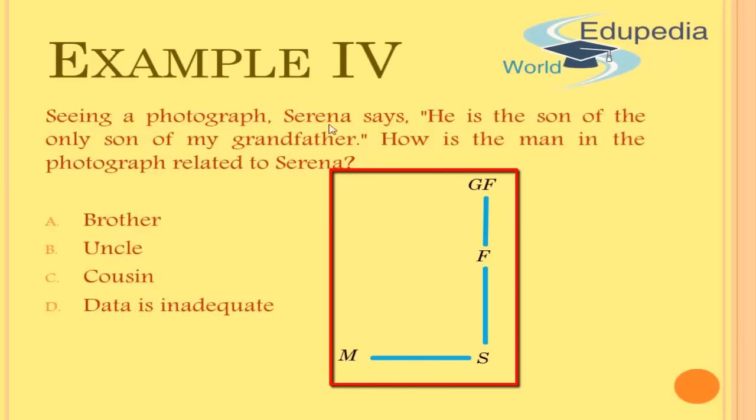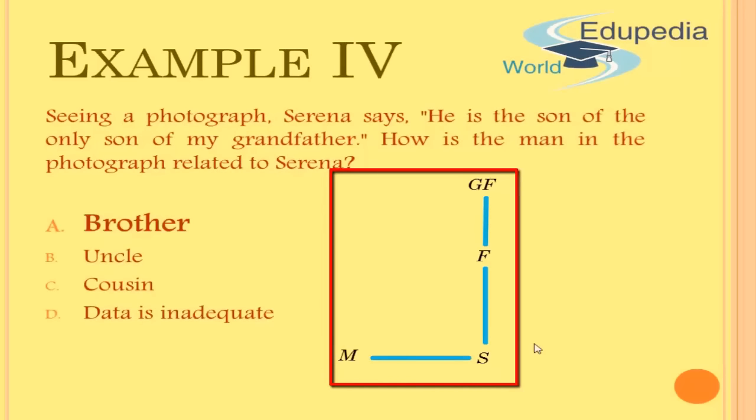Seeing a photograph, Serena says he is the son of the only son of my grandfather. So the person in the photograph is this person's son. Since Serena can't be the son, since she is a girl, the son has to be Serena's brother. So again in this case I will draw a horizontal line from Serena and I will plot M. M stands for the man in the photograph and he is Serena's brother.